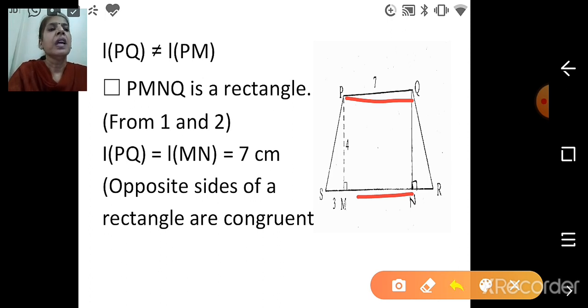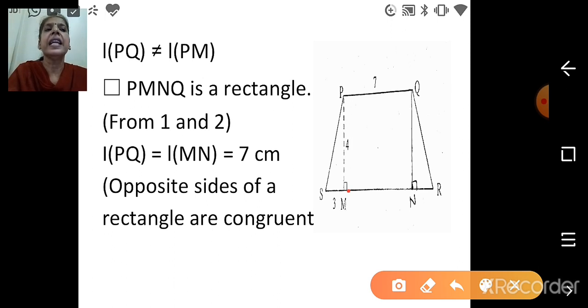So here the rectangle is formed, a quadrilateral whose each angle is a right angle, we know. So two are 90, the remaining others will also become 90. This is the rectangle. At this stage, children, just remember that the quadrilateral PMNQ is a rectangle.